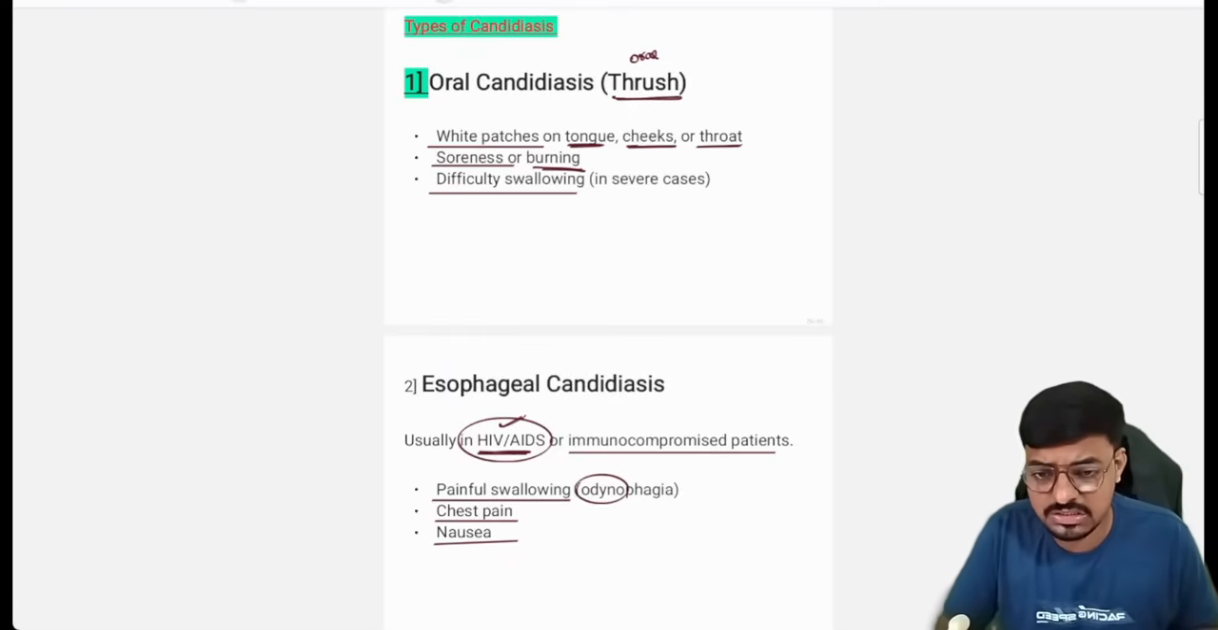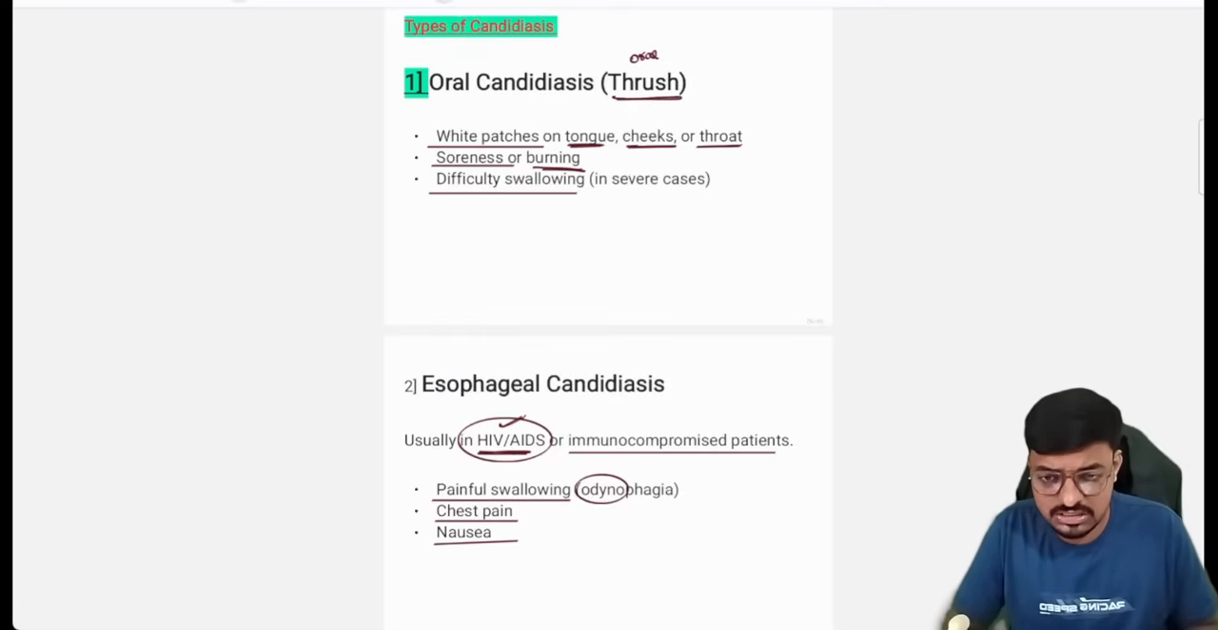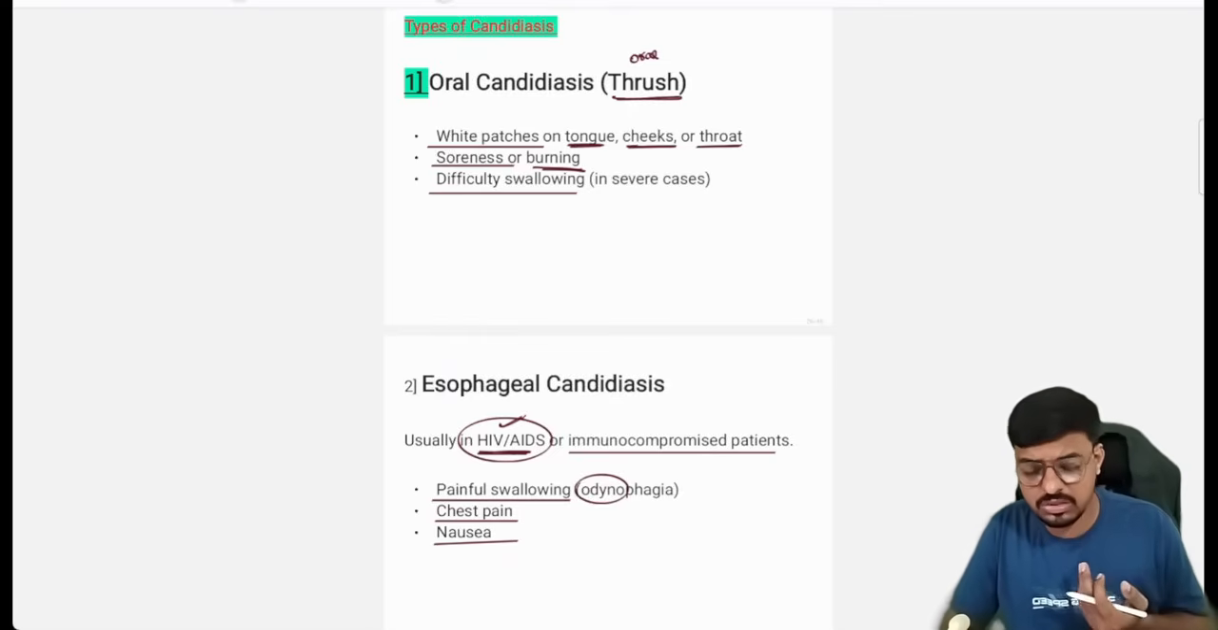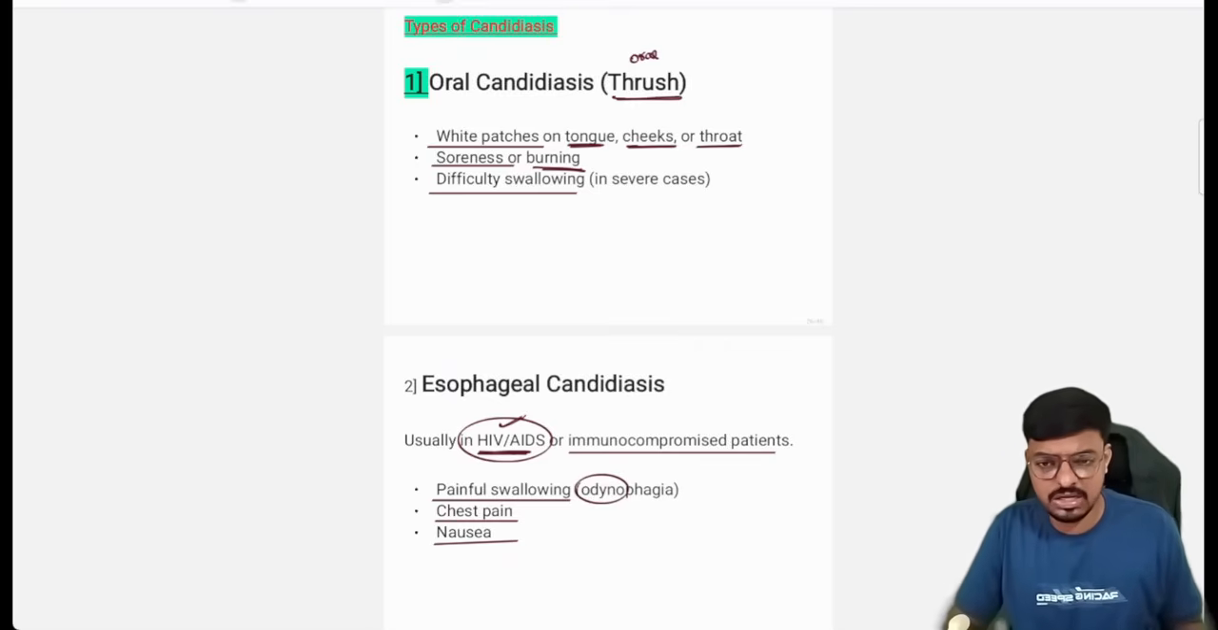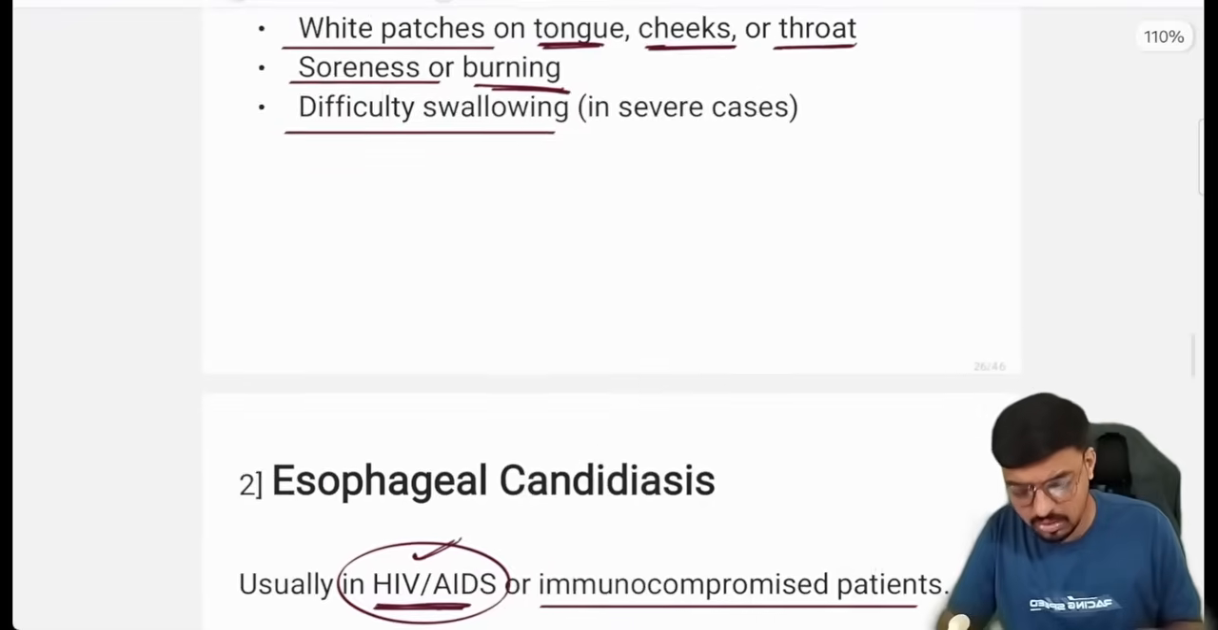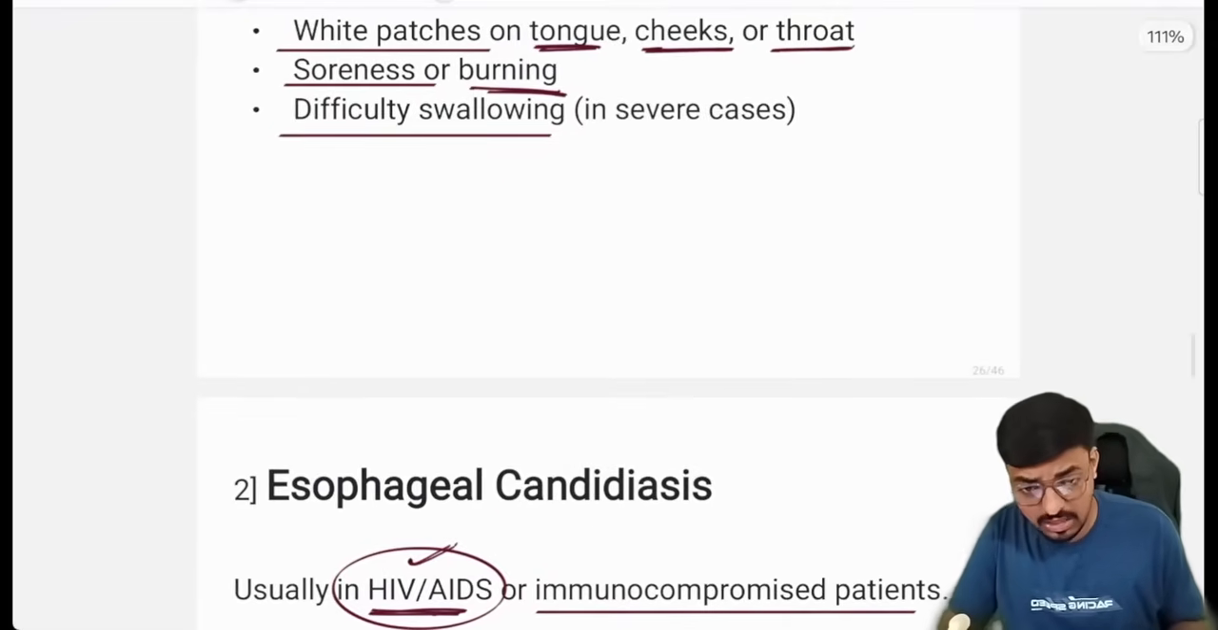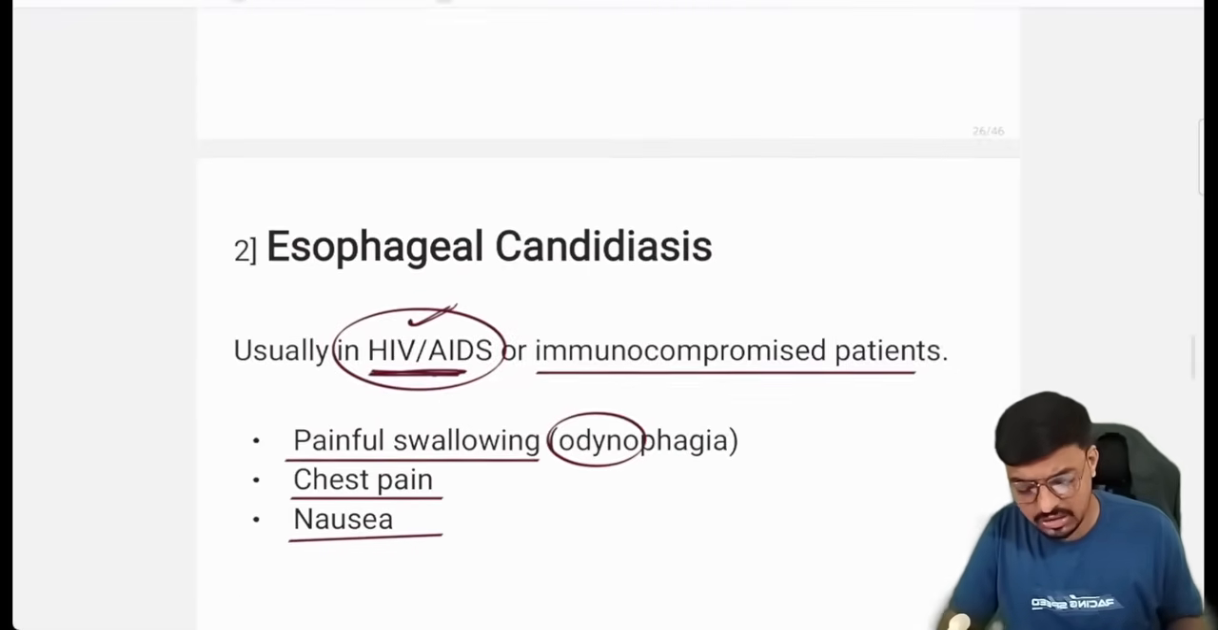Here the white patches on the tongue will be seen, along with the cheeks and throat, and soreness of the mouth will be there, and along with that there is an ulcer with a burning sensation. The patient will also have difficulty in swallowing, what we call dysphagia. So these are the types of candidiasis we have discussed.